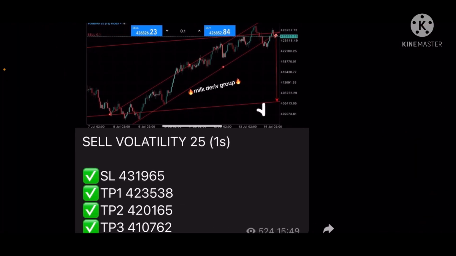This is the point where we took the trade. I said, okay, this market is going to sell. As you can see, it's a sell on Volatility 25 (1s). Volatility 25 (1s) is something that we trade in forex. It's just like the normal currency pairs, but this is the volatility index specially offered by Deriv broker.